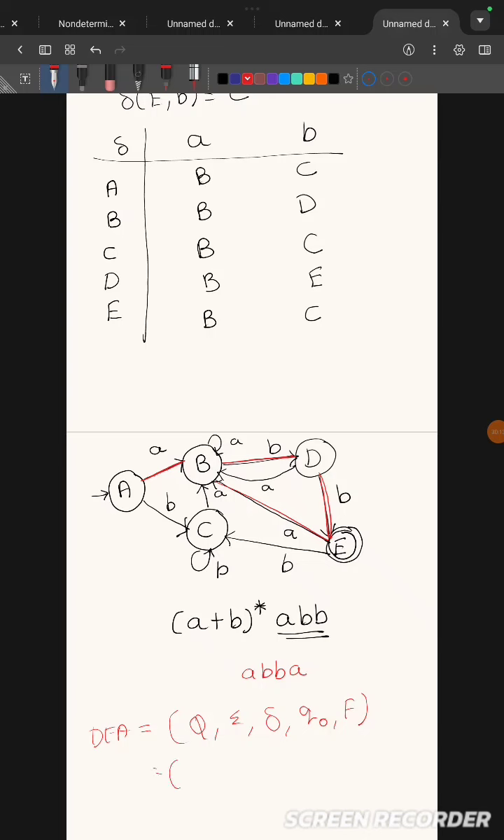You know what states we have: A, B, C, D, E. The symbols we have are small a comma b, and delta is the table. Here A is the initial state. What is the final state? E is your final state. So you just have to explain what is Q, what is sigma, what is delta, what is q naught, what is F, and you have to write this. I think they have given you 10 marks for this.